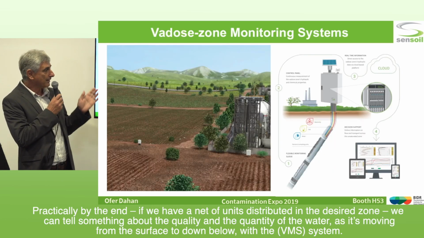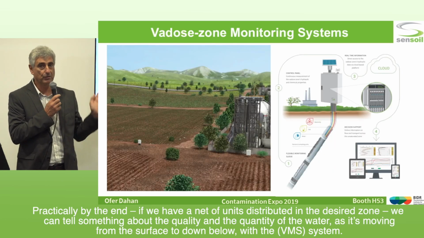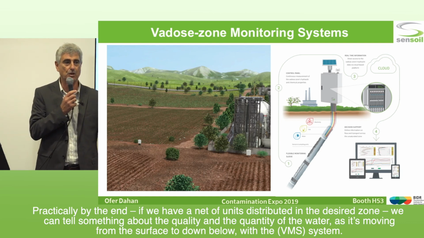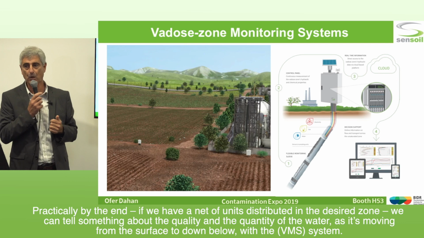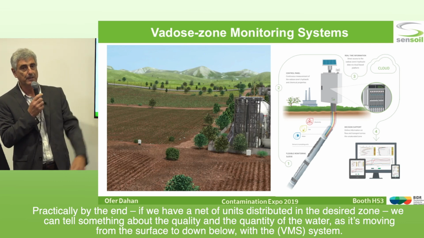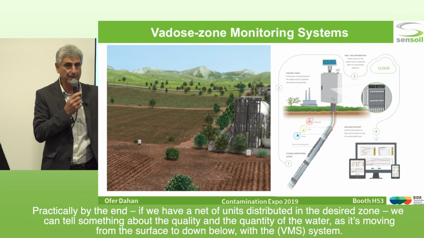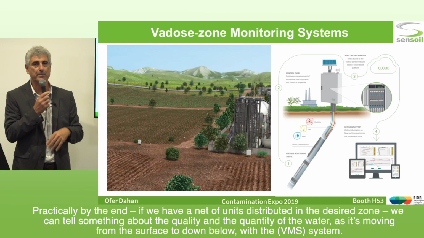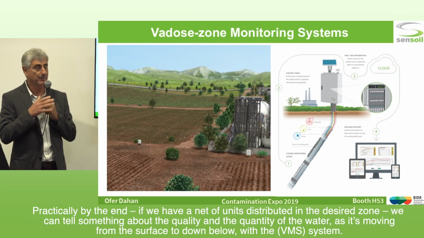So practically by the end, if we have a net of units distributed in the desired zone, we can tell something about the quality and the quantity of the water as it's moving from surface down below. With a system that I won't talk much about the nuts and bolts, but if someone is interested, I'll be happy to explain what it is later in the book.